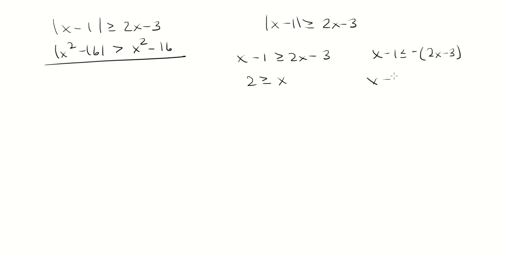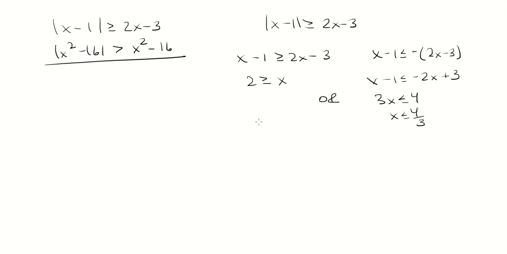And then here we'll distribute the negative. We'll add 2x and add 1, and then divide by 3. So we'll see that x is less than or equal to 2, and x is less than or equal to 4/3.